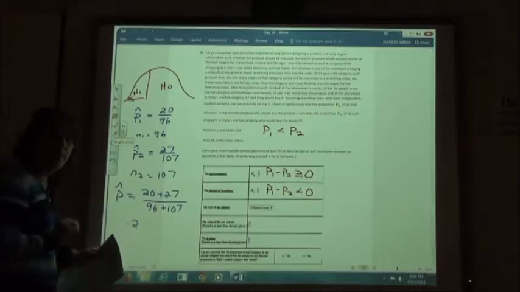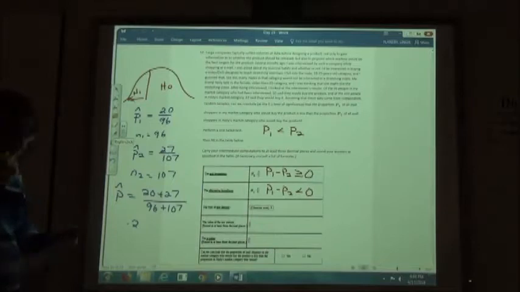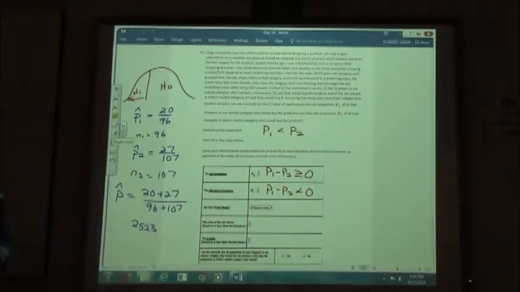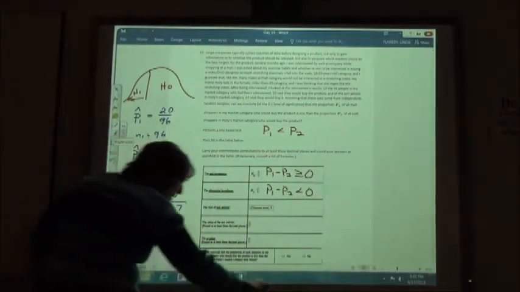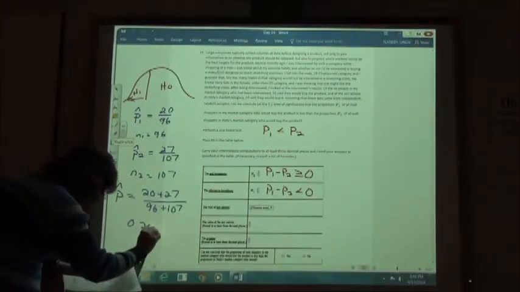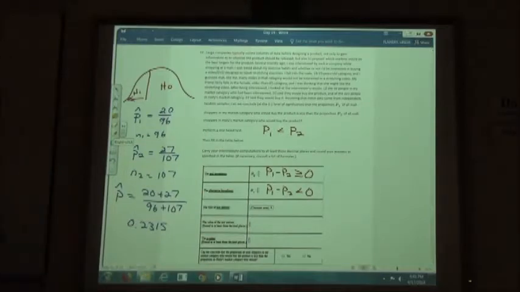0.231? No. 6? I don't know. 0.2, 3 is what we should be getting, right? Wait a minute. Nope, I lied. I'm looking at the wrong number. You were probably right, and I'm telling you you're not. What did you get again? 0.2315? Okay. I was reading the wrong number.